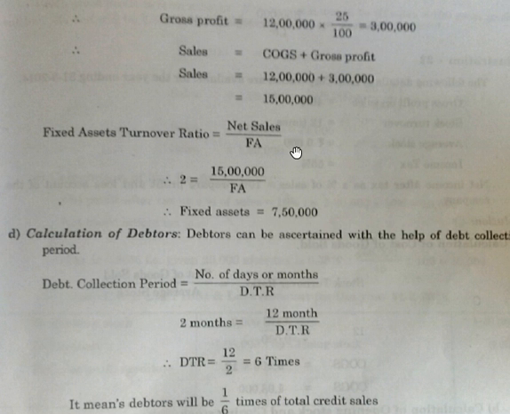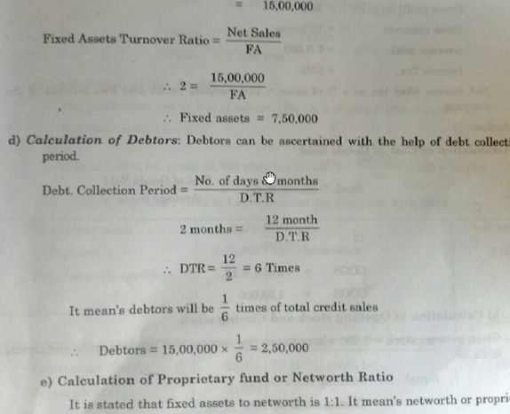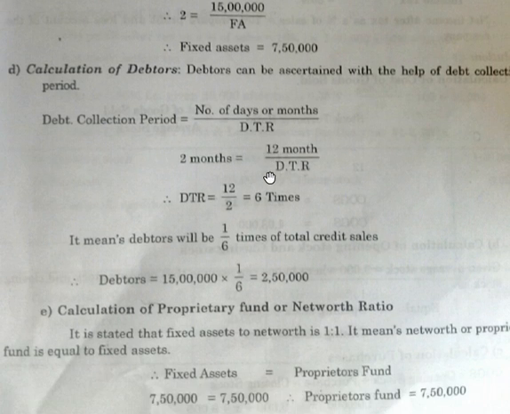Fixed asset turnover ratio. Now with the help of net sales, we can calculate the fixed assets because we have the turnover ratio given in the question. 2 is the ratio, which is equal to 15 lakhs divided by fixed assets. So now the fixed asset amount is 7,50,000.